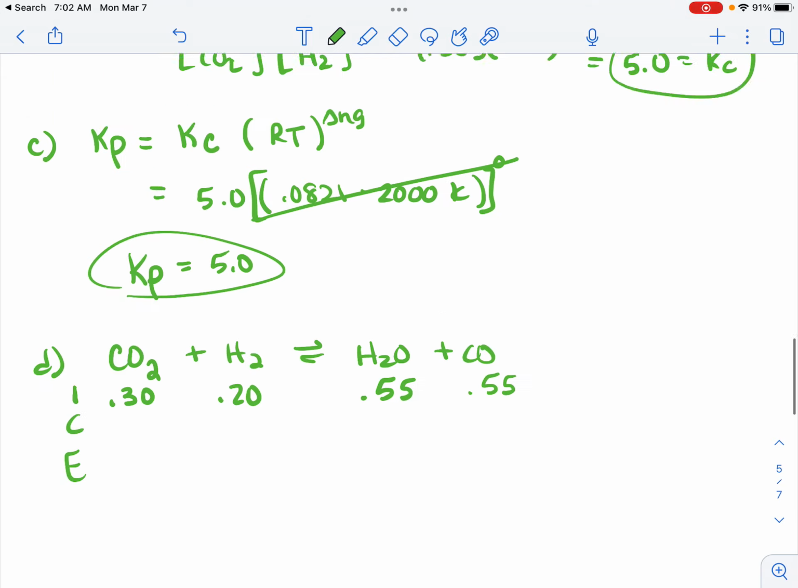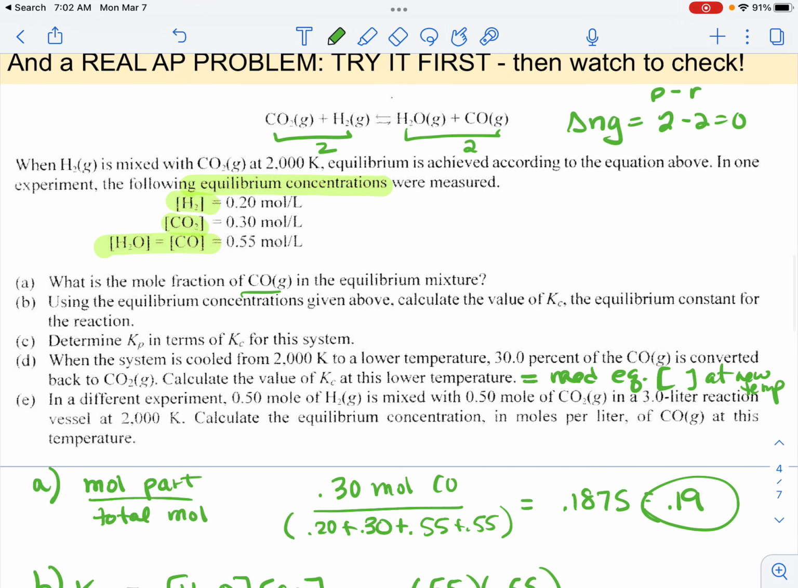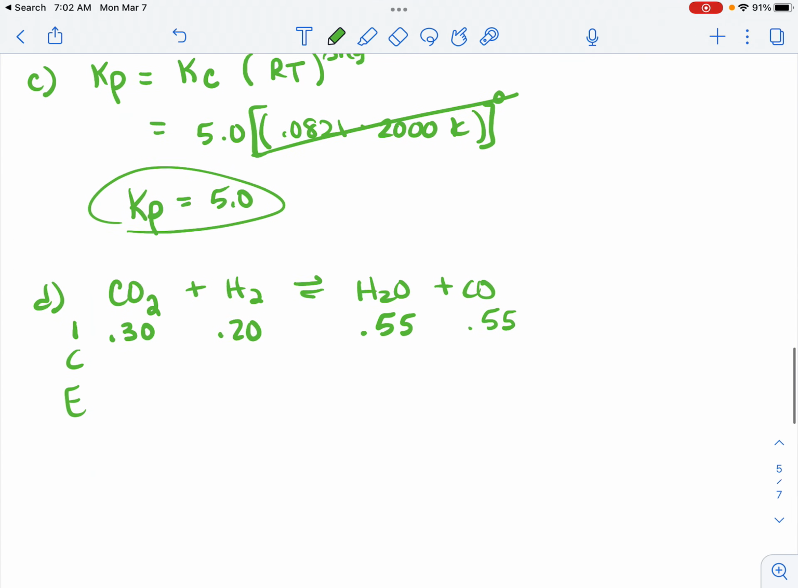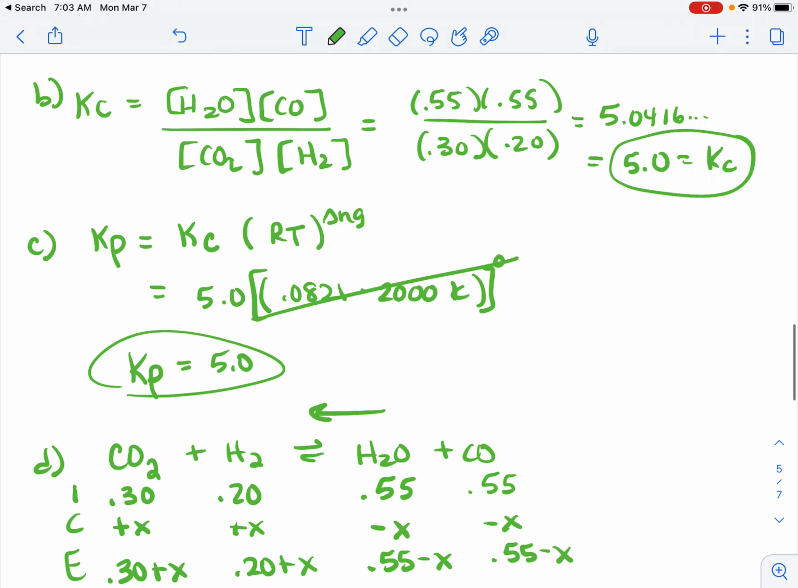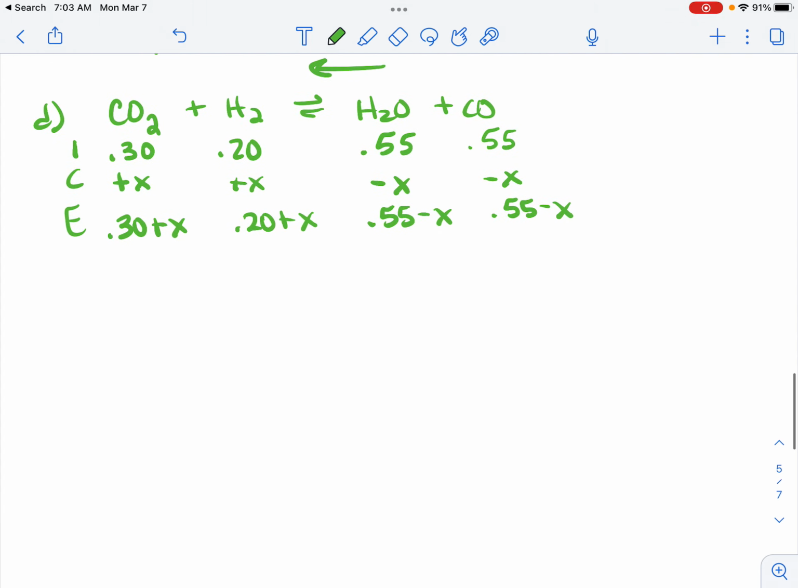They tell me then that when it's cooled, the CO is converted back to CO2. So that means that this reaction is going to go this way so that the CO can be used up. So I'm going to do minus X and minus X for those, plus X and plus X. They all have coefficients of 1, so that makes this pretty easy. This is 0.30 plus X and 0.20 plus X. These are both 0.55 minus X. And then they want me to calculate Kc.